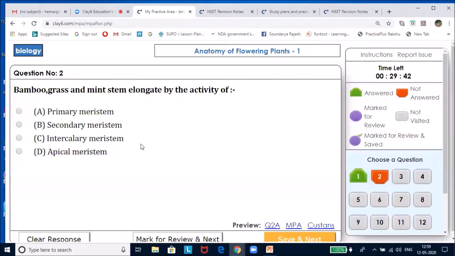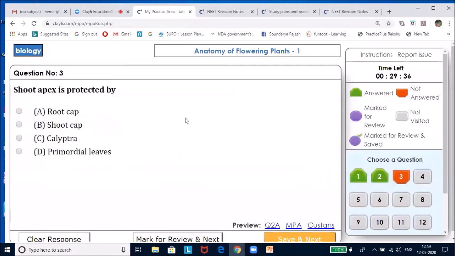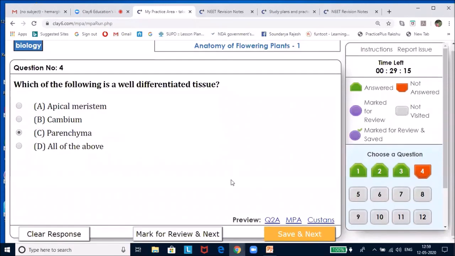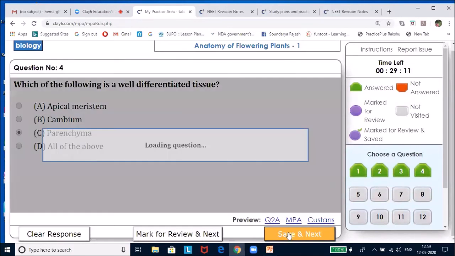Elongation occurs by the activity of the intercalary meristems. They help in the elongation. Shoot apex is protected by the primordial leaves. Which of the following is a well-differentiated tissue? Apical meristem, cambium, parenchyma, all of the above. It is parenchyma because apical meristems and cambium still have the capacity to differentiate again, while parenchyma would not have that capacity.